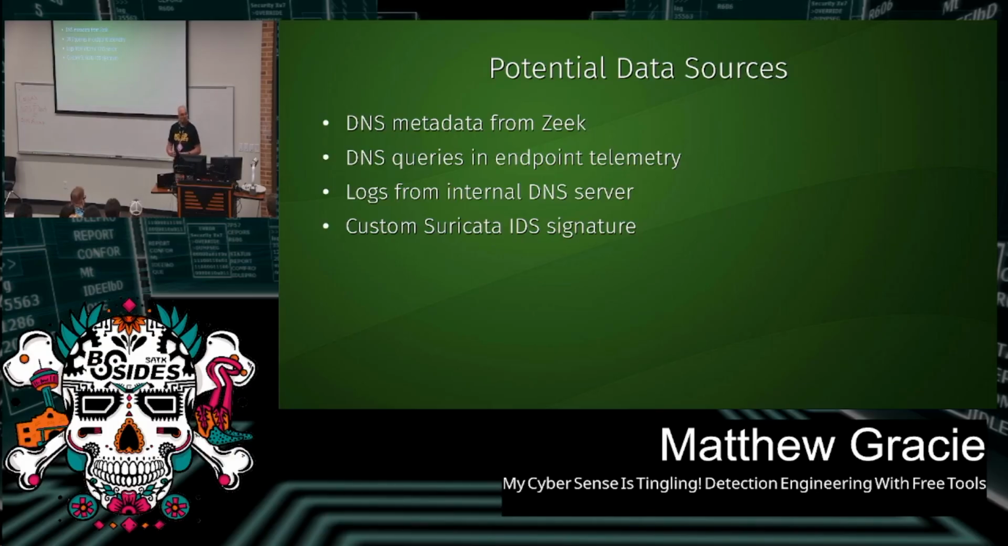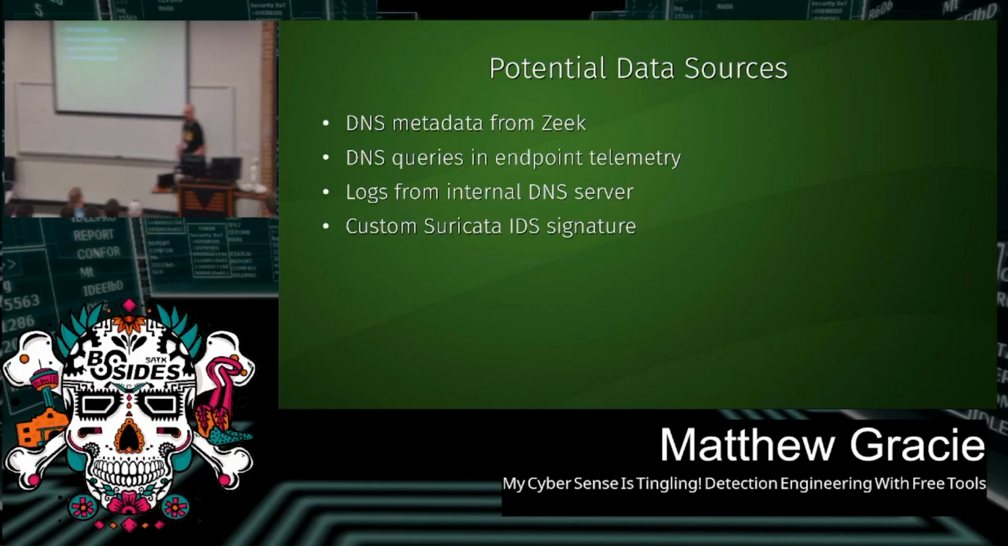So if we have a concentrated batch of these very long DNS queries, Zeek is going to spot them. We can look for DNS queries in endpoint telemetry. If we've got the Elastic agent deployed, or if we have some other EDR agent in place, then we can track the DNS queries that are being made by endpoints. And if we see them of a particular length, we can raise an alarm.